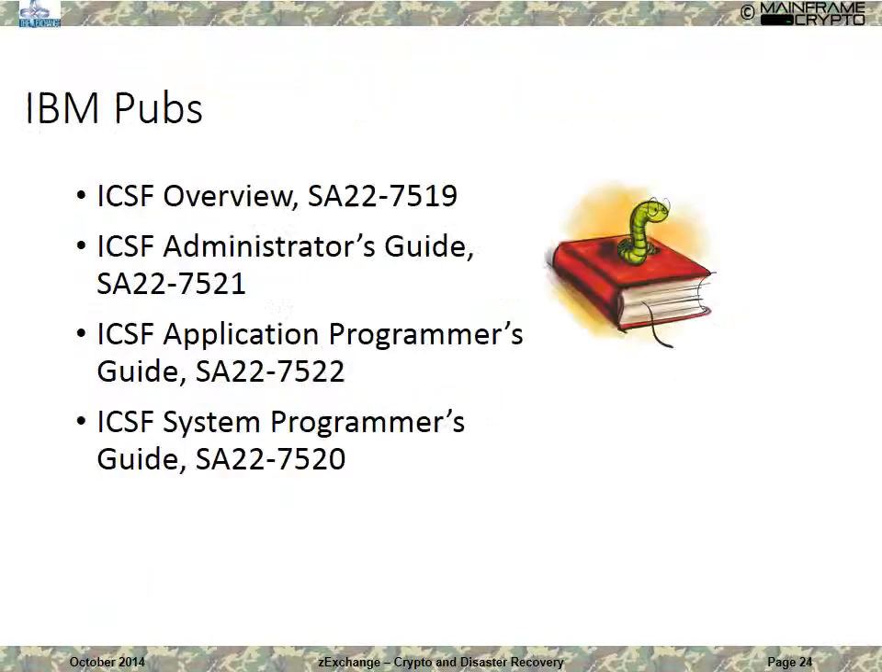Let's go to the next slide. A couple of references. These are just the ICSF manuals. The Application Programmer's Guide: if you know what APIs are being used in your application programs, the Application Programmer's Guide will tell you what hardware you have to have available to support those APIs. The Administrator's Guide talks about the process for loading master keys and making sure that they're available at your DR site.